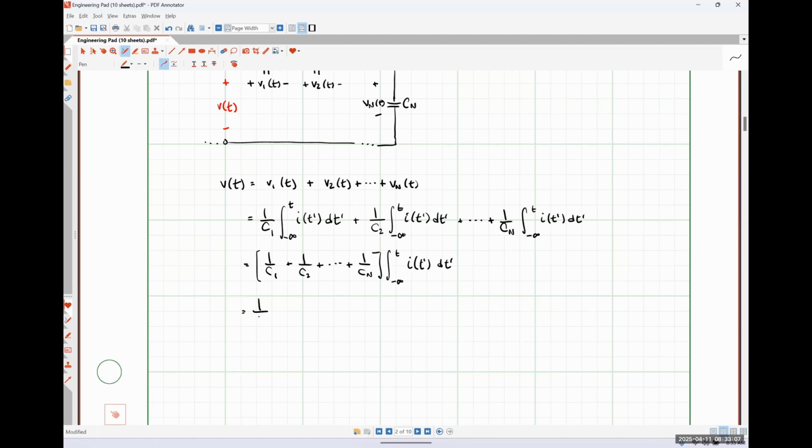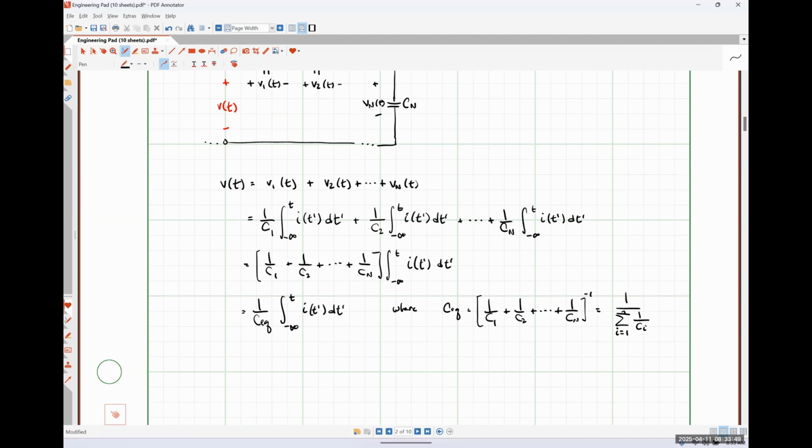or 1 over CEQ, the integral from negative infinity to t of I of t prime dt prime, where CEQ is simply 1 over C1 plus 1 over C2 all the way out to 1 over C sub n, and I take the reciprocal of that sum, or in summation notation, that's going to look like 1 over the sum from i equals 1 to n of 1 over C sub i.